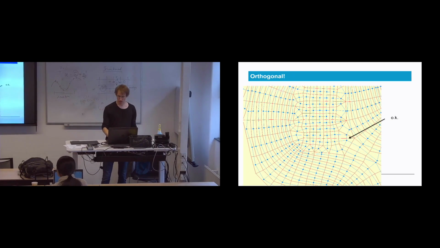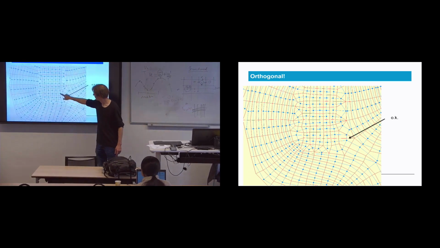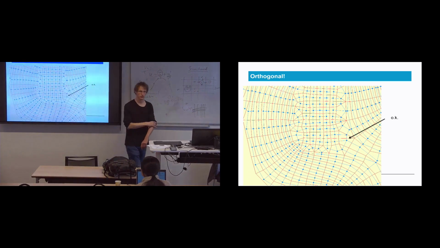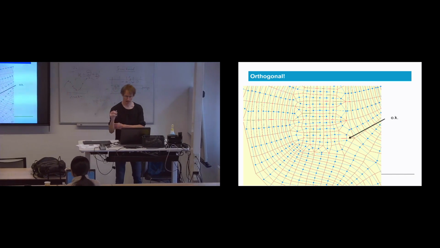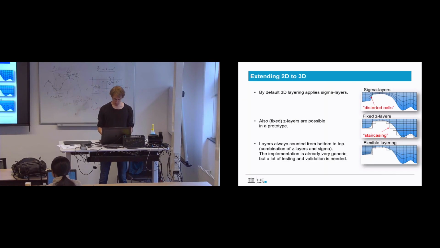But if you orthogonalize this grid nicely, then all of a sudden these are straight edges, and then you can drop the cross terms, and then your result will be a lot better. Okay. Then I also want to finish this with a slide on 3D geometries.